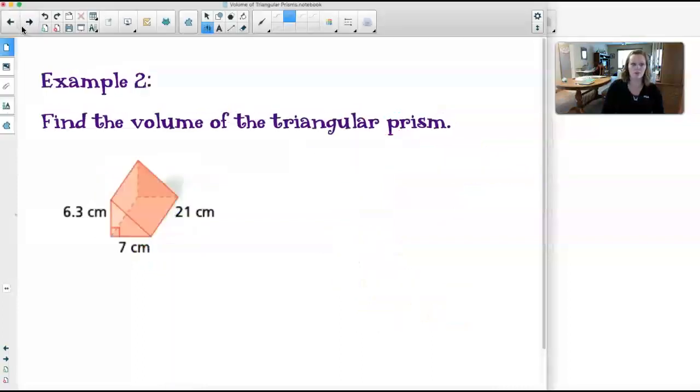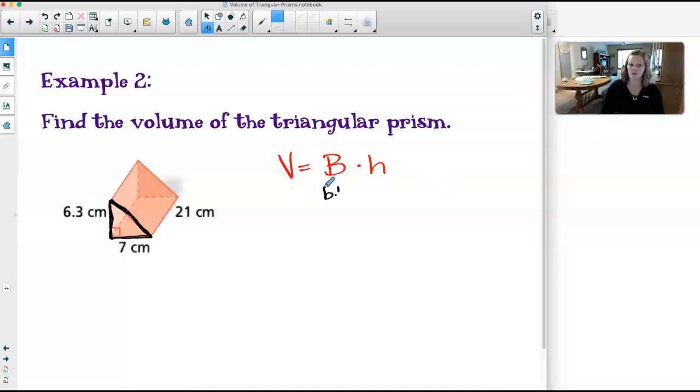Okay, one more example here. Finding the volume of this triangular prism. Now this triangular prism is rotated a little different. It's not sitting on the base. Volume is capital B times H, and the base, because it's a triangular prism, is this triangle. Remember, the base of a triangular prism is always the triangle.